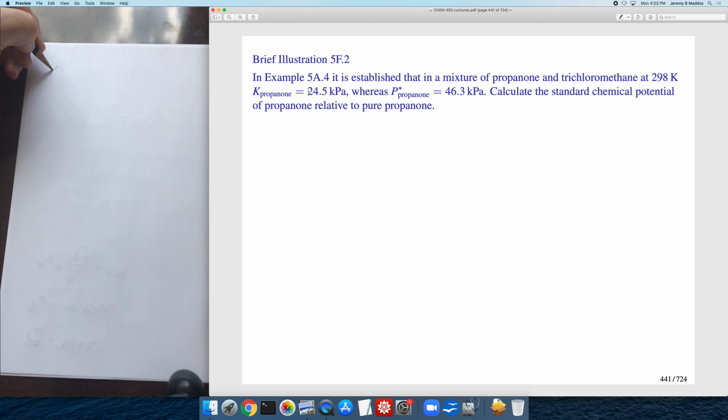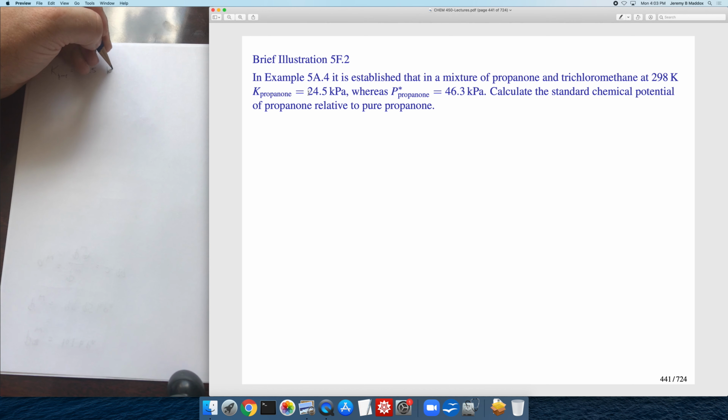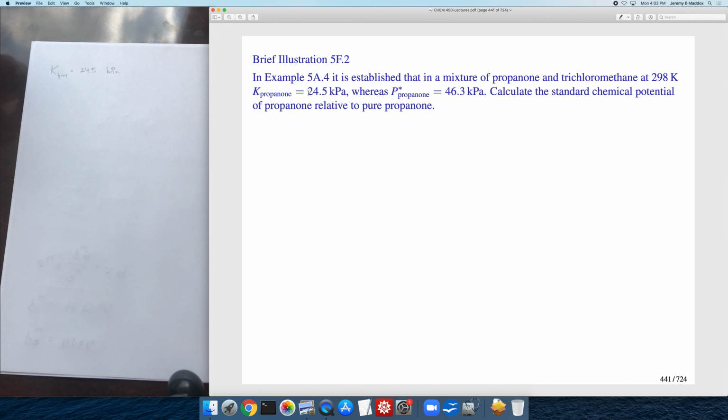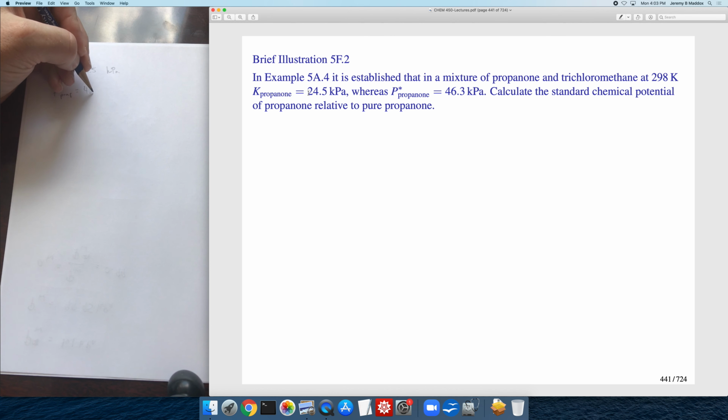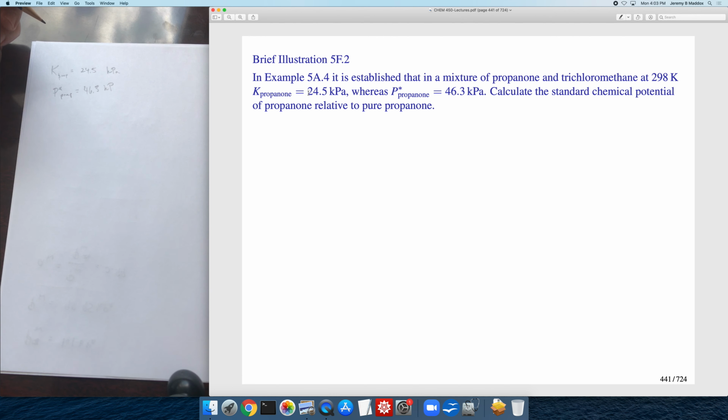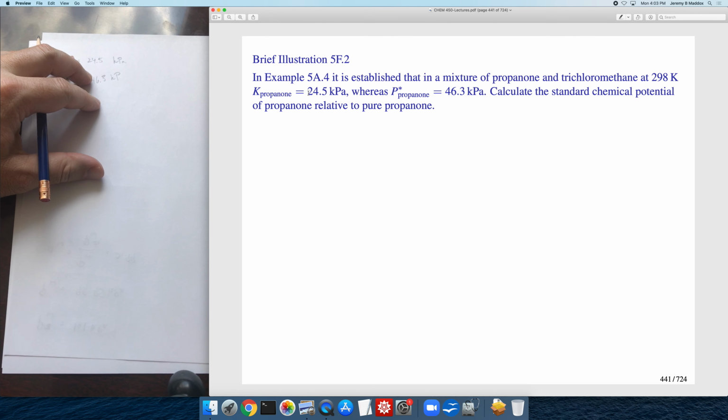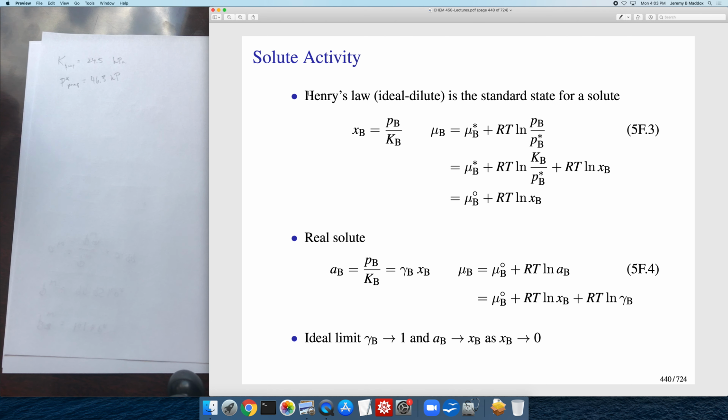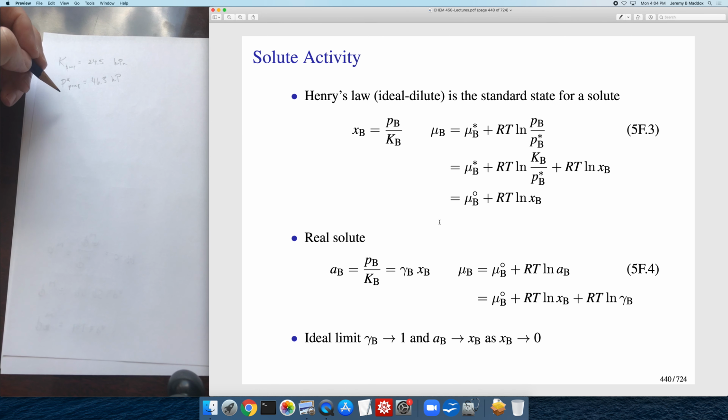So they give us the Henry's law constant for the propanone. And then they give us the vapor pressure of pure propanone. And they want us to calculate the standard chemical potential of propanone relative to the pure propanone. So what they're having us do is use the equation that I didn't explicitly write on this slide, but this is the equation. This would be the standard chemical potential of propanone.